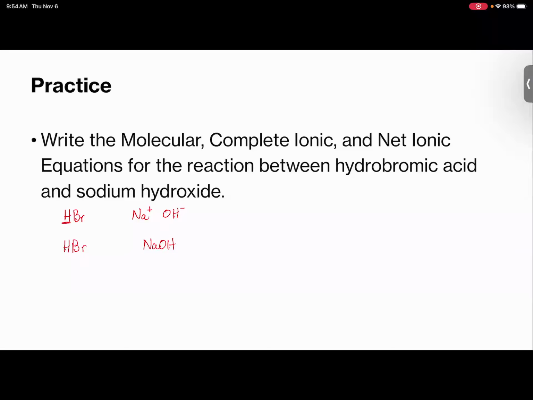The acidic hydrogen from the acid reacts with the hydroxide from the base to make water. The Na+ reacts with the bromide from the acid to make NaBr. In other words, this is a double displacement reaction, just like precipitation reactions are. The only difference is one of the products is water.